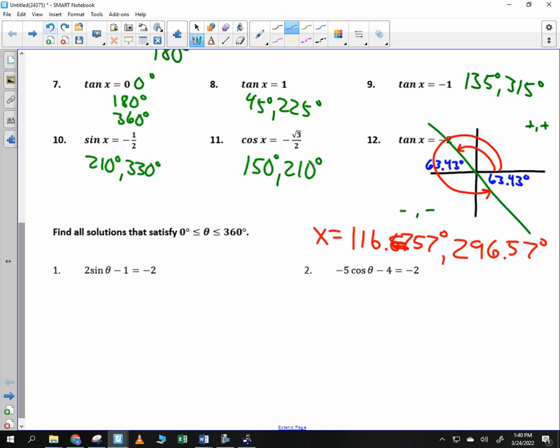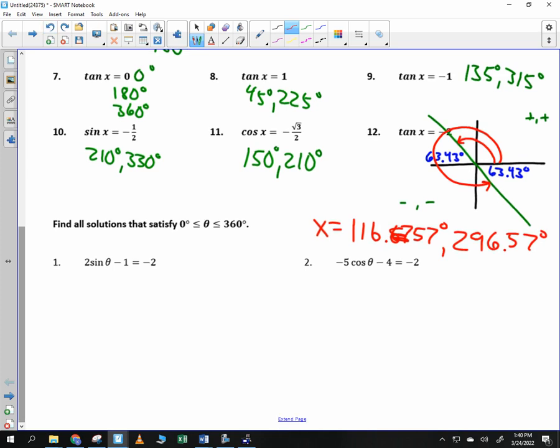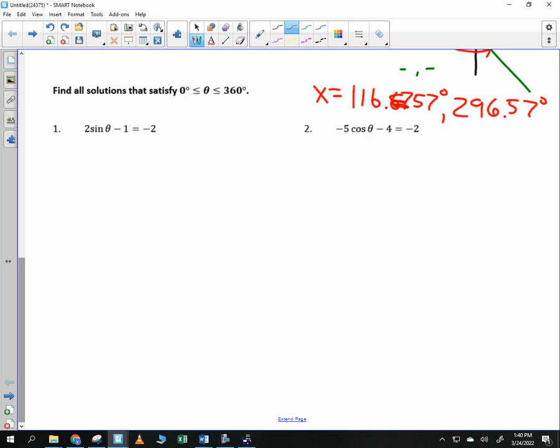So all you do is take the inverse of it, and then put it against 180 and then against 360. Not always against 180 and 360. It just happened to be that way for tangent. Watch how this one works out here.